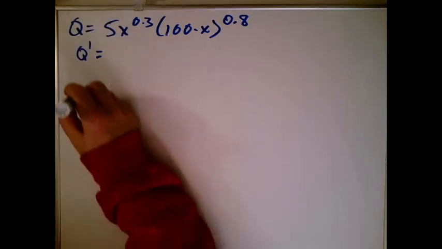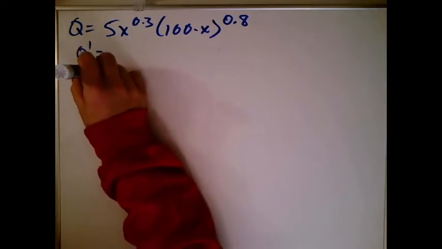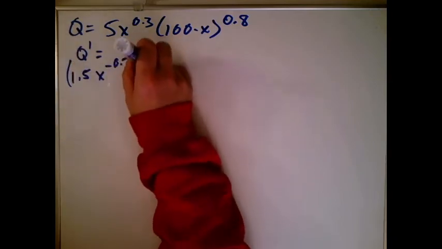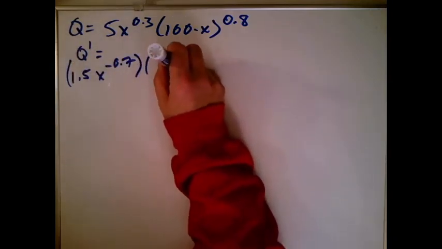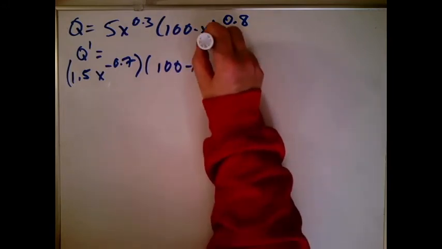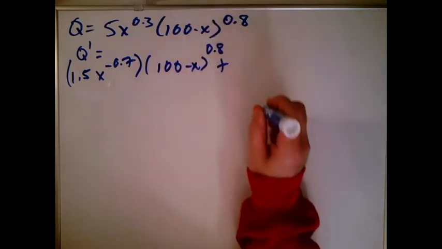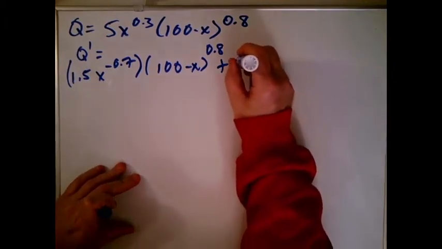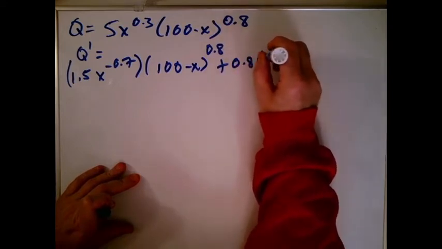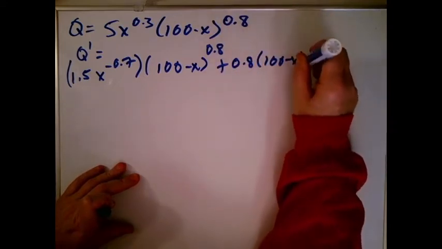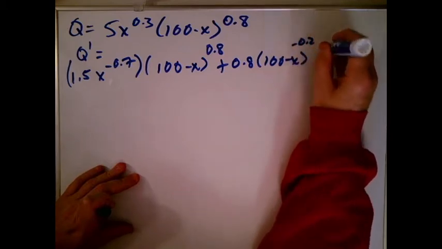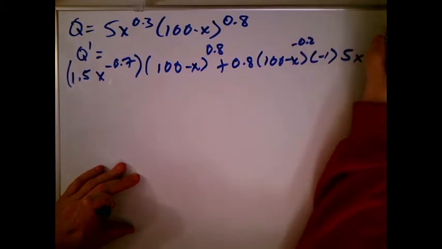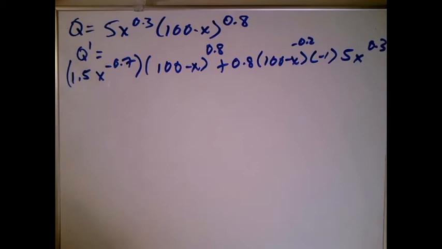I need to use a product rule, so this is going to be what? 1.5 x to the minus 0.7, like that. I guess we can put parentheses. And then I need (100 minus x) to the 0.8, and we're using the product rule. So what I'm going to do now is take the derivative of the second part, which is going to be 0.8 times (100 minus x) to the minus 0.2. Let's not forget the minus 1 that comes from the chain rule, and then I still have my 5x to the 0.3.